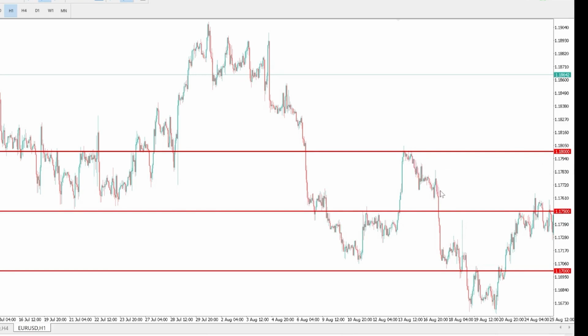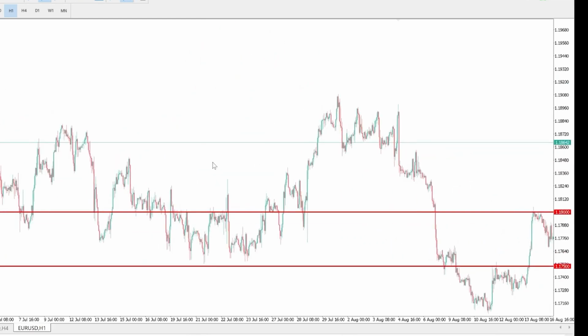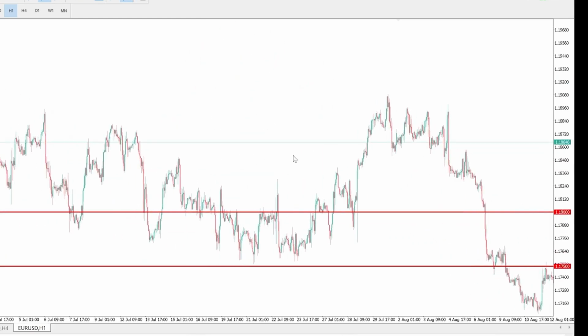Then, after breaking through this line, there was a strong upward movement, which again reached the 1.18000 line and reversed. You can see how these lines clearly and effectively show us how much respect the market has for them and how it reacts to them.